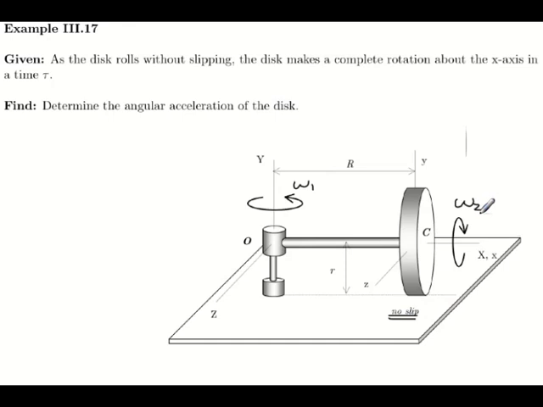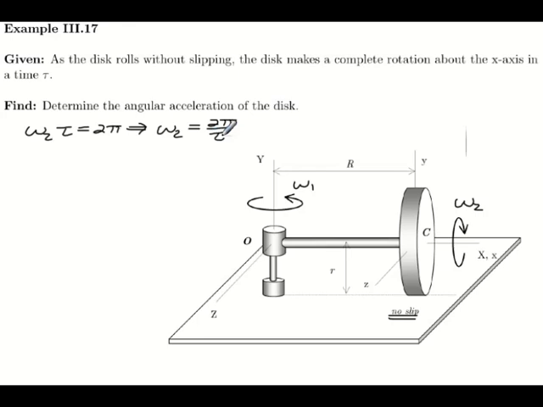And what we know here is that the disk rolls, as I said, without slipping, and that disk makes a complete rotation about the x-axis in a time of tau. So what we know here is that omega 2 tau corresponds to a complete rotation, which is 2 pi. So from this, we can say that the rotation rate omega 2 is given by 2 pi over tau. That's sort of the known information.